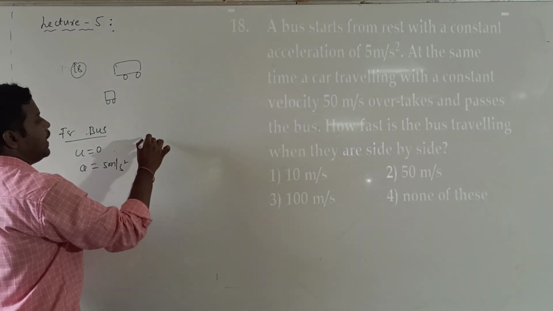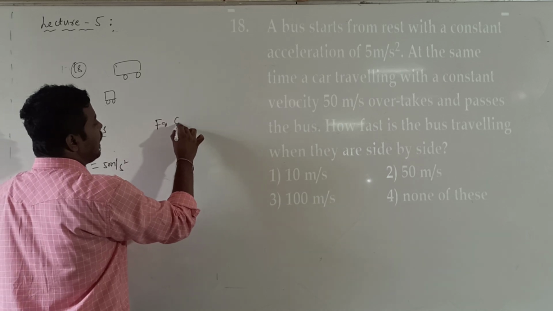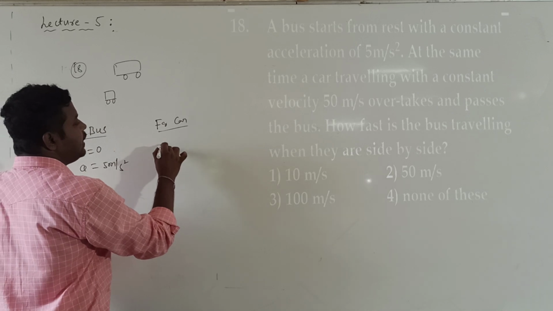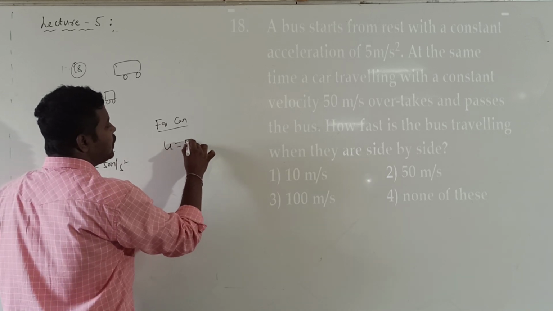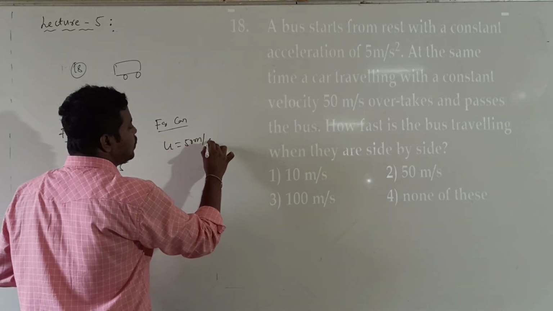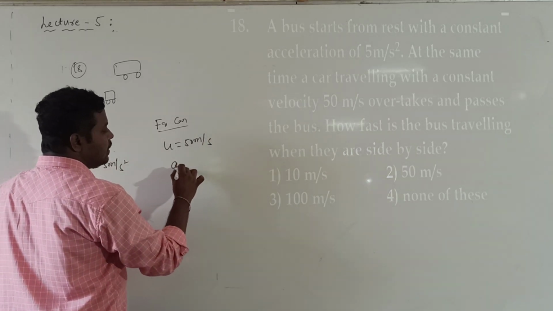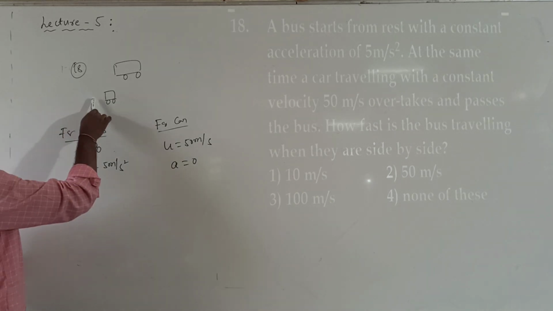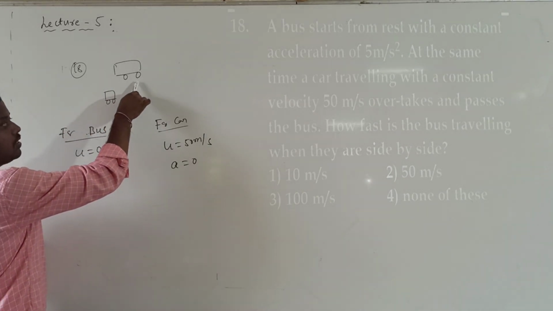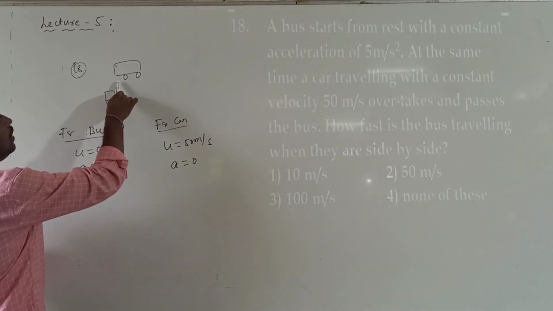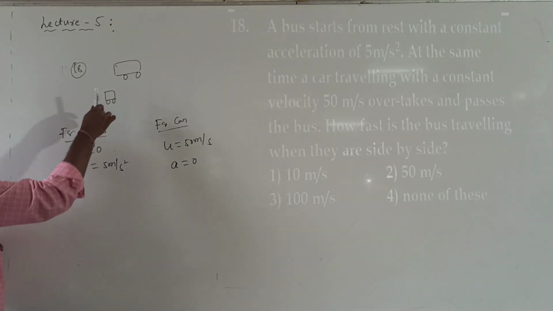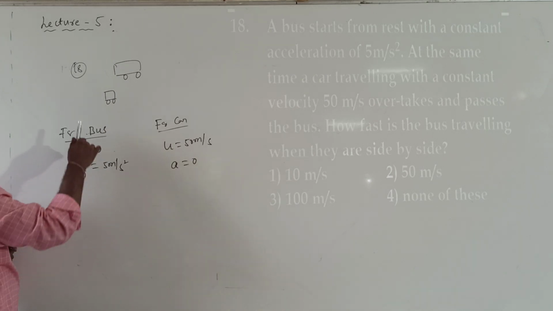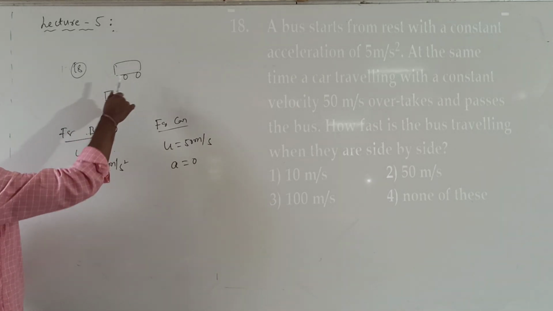Clear? Whereas for the car, what is the velocity? The uniform velocity with which it is going is 50 meters per second. Since the velocity is uniform, the acceleration of the car is equal to 0. Now what should happen? The car should overtake the bus. So let us suppose after some time t, the car has overtaken the bus. What is the time taken for the car to overtake the bus?